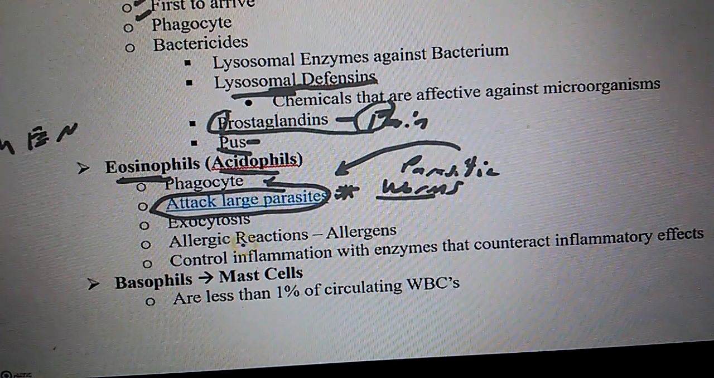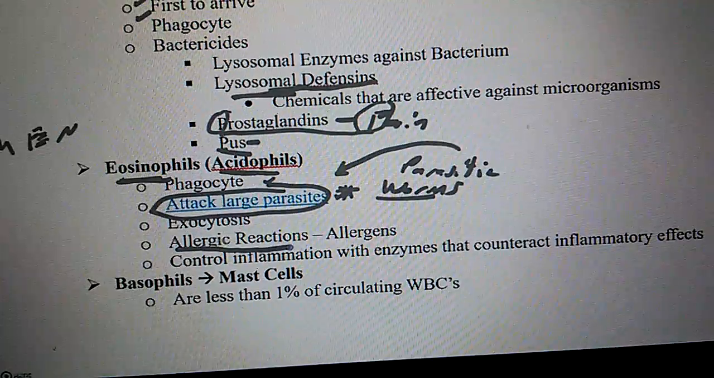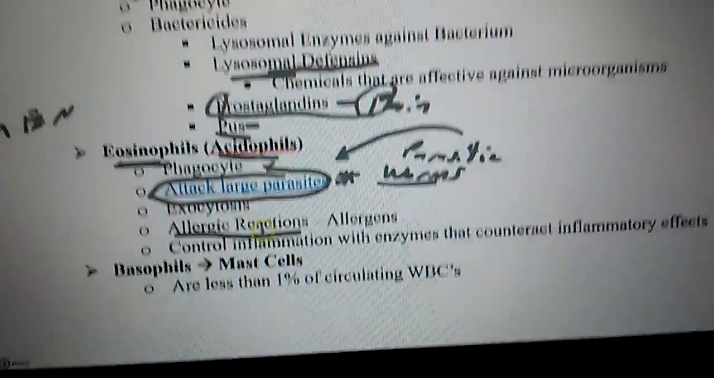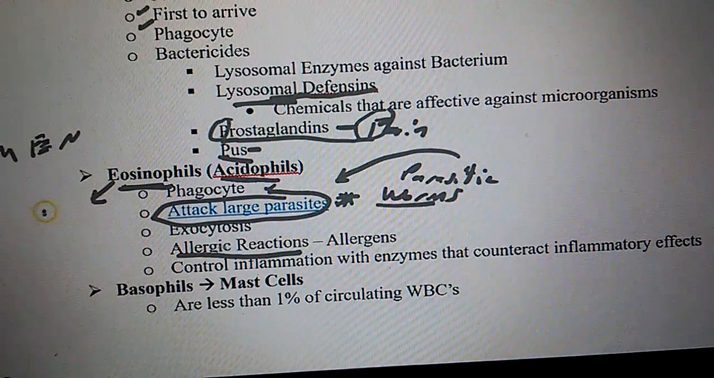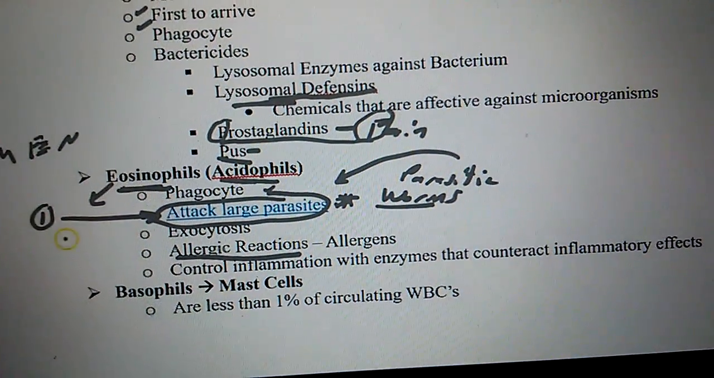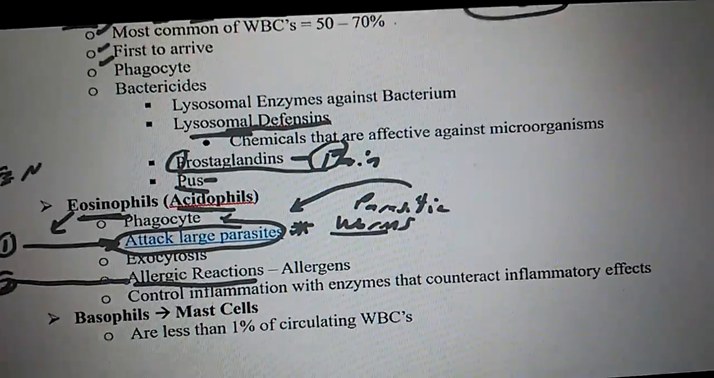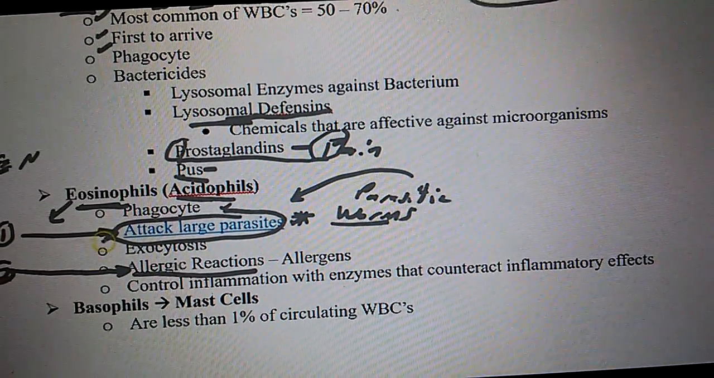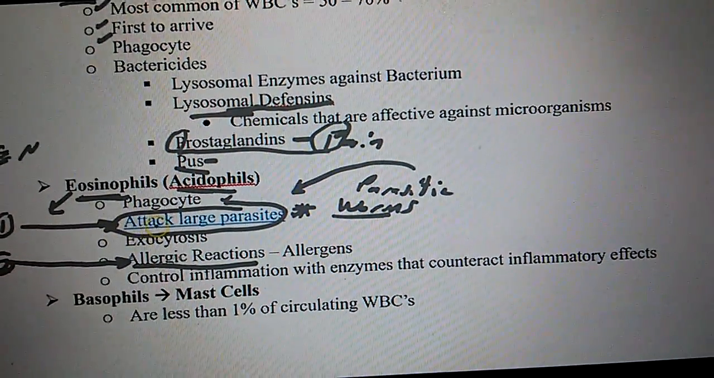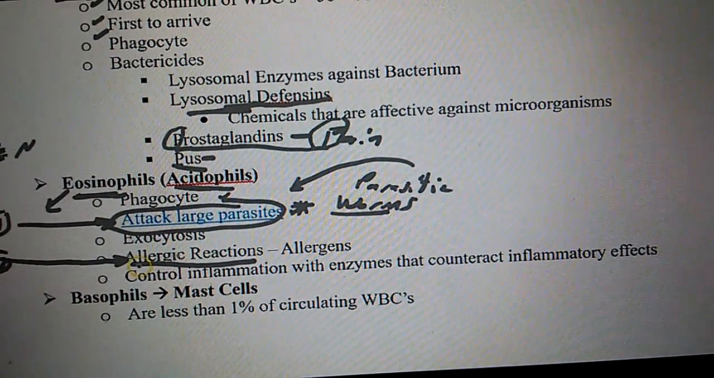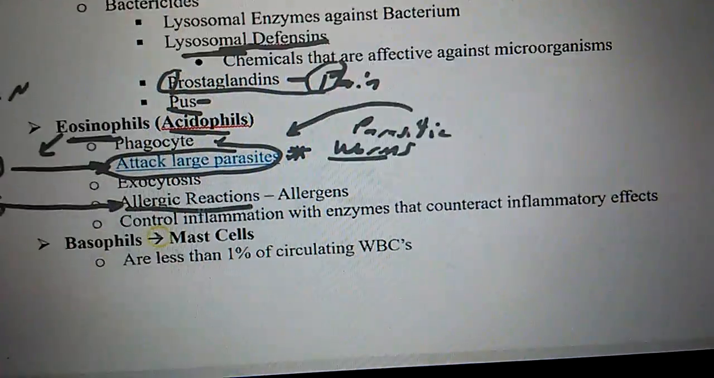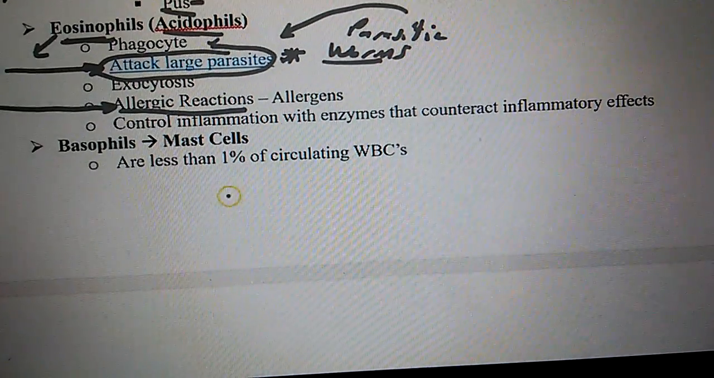Now, also, is it involved in allergic reactions? Yes. So the two functions of eosinophils are, one, attack large parasites, and two, involved in allergic reactions. So which white blood cell attacks large parasites and is involved in allergic reactions? Eosinophils.